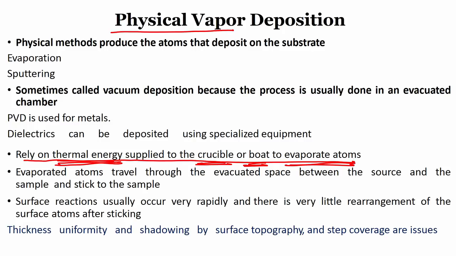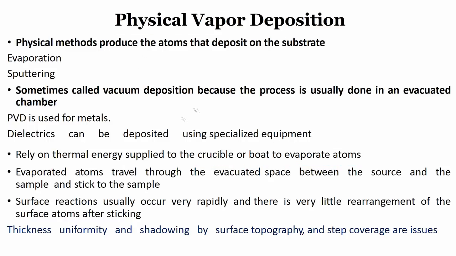Very easy, extremely easy, right, super easy. Understanding electronics, understanding any subject, when you go down to its basics, becomes super easy. Let us see the next sentence. The next sentence is: evaporated atoms travel through the evacuated space between the source and the sample and stick to the sample, right. So what does that mean?